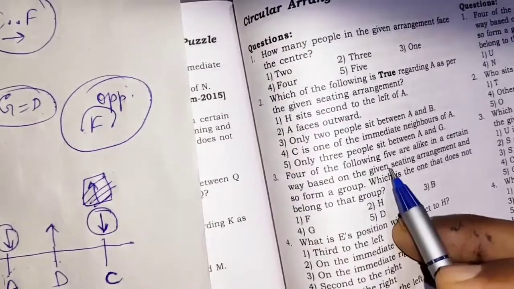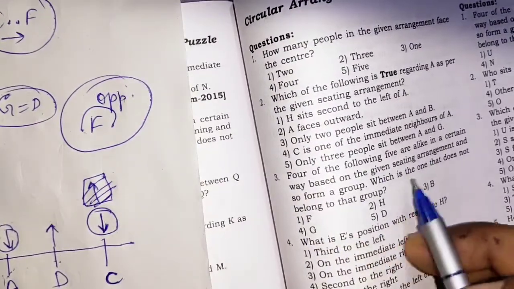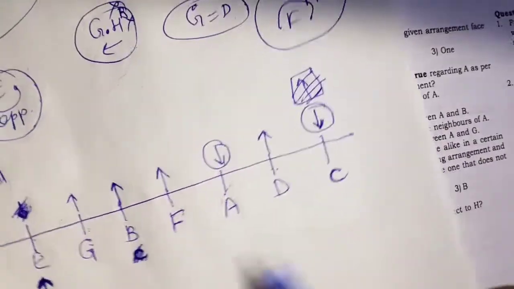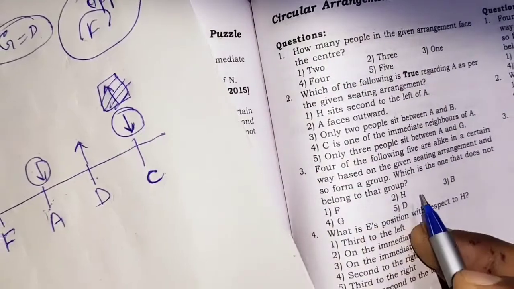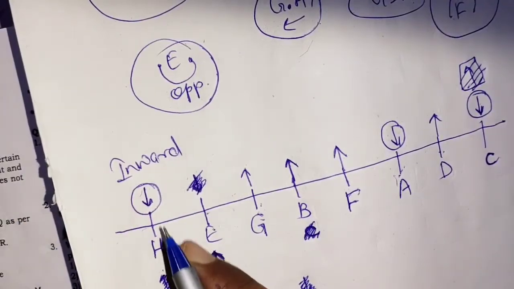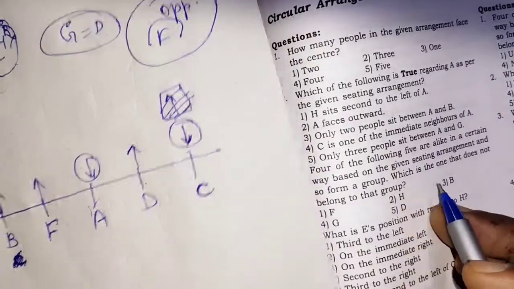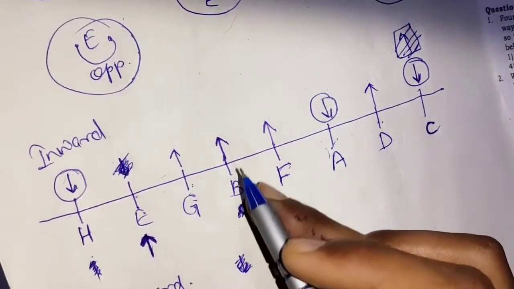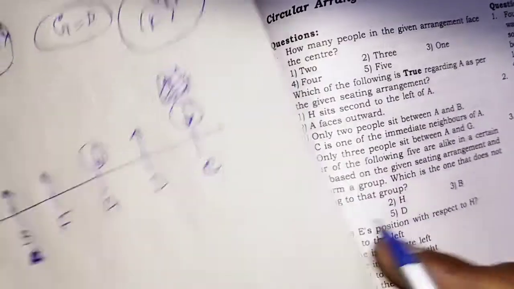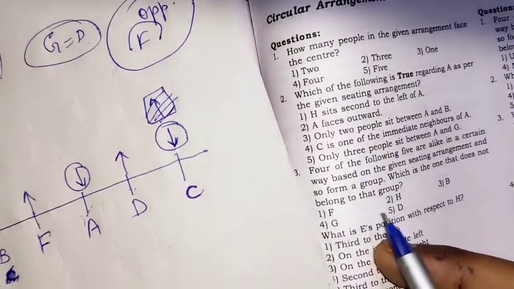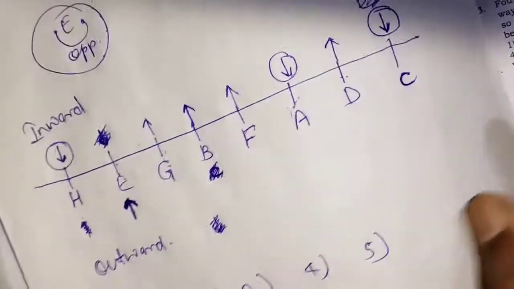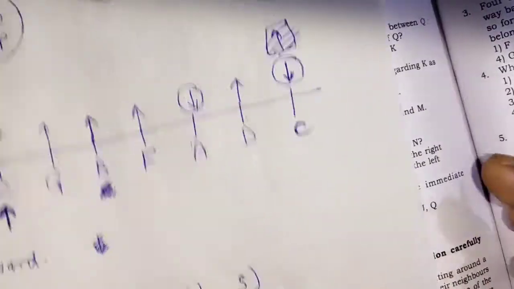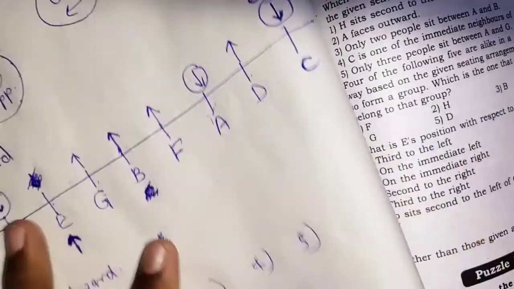4 of the following 5 are alike in a way. Which one does not belong to that group? So F is facing inward. H is facing outward. B is facing inward. G is also facing inward, and D is also facing inward. So H is the only person who is facing outward, so H is the odd one out. So 3 is 2.